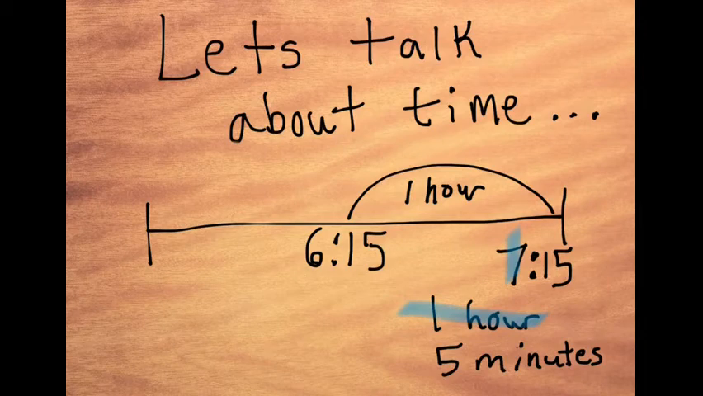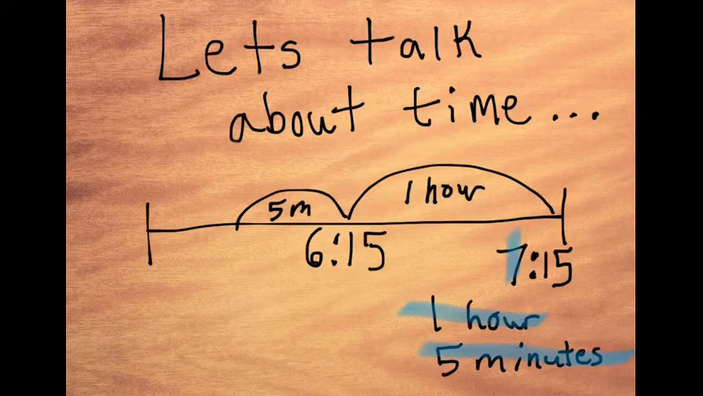Next, I need to jump back 5 minutes. So, jumping back 5 minutes, what time will I have landed on then? Again, looking at our minute section there, 15 minus 5 is 10. I didn't pass 0 this time, so my hour is still 6. So my start time is 6:10.